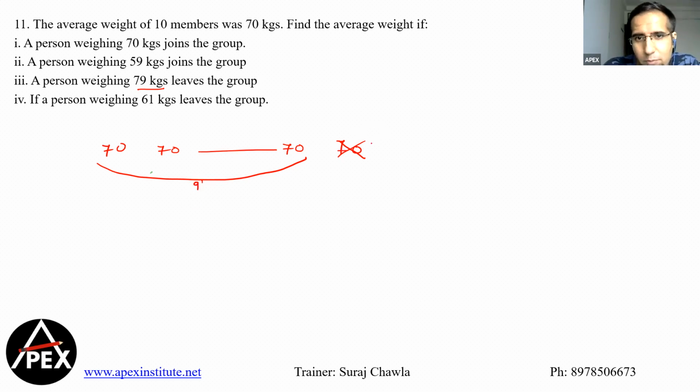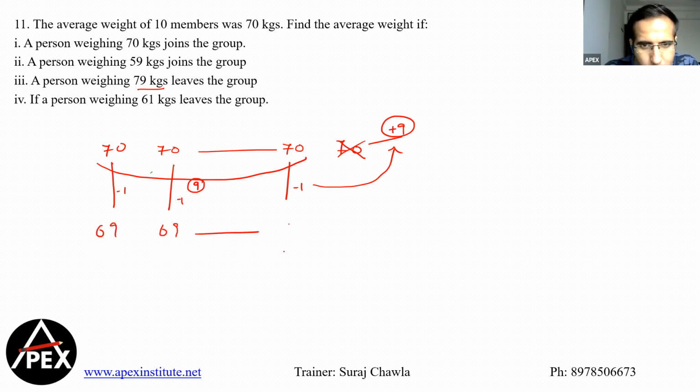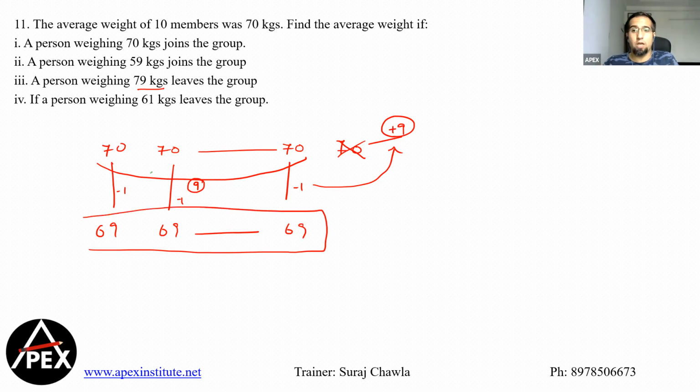This guy had 70. So how much do we need to give him more? We need to give him 9 more. How will we give 9 more? We are 9 people. Can I say if each one of us gives 1 to this guy, we will be able to give him 9? Yes, no, yes, no, yes, no. So after giving 1 each, the whole gang has now 69, 69, 69, 69, 69. Therefore, the average becomes 69. Is this point clear?